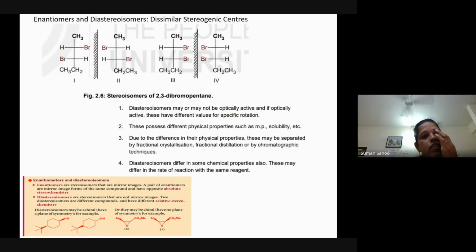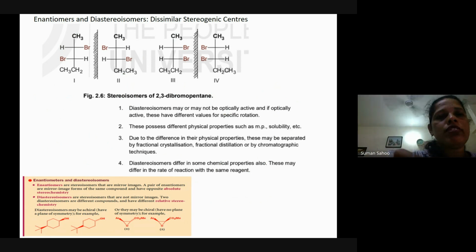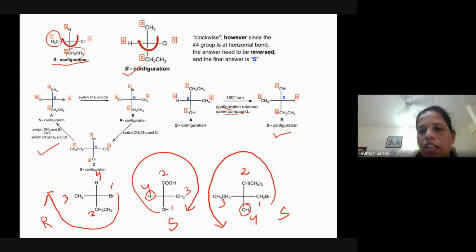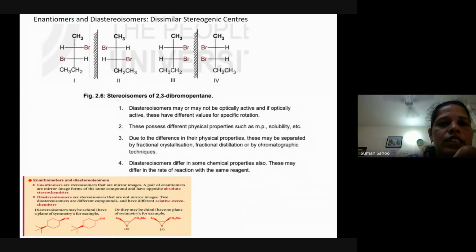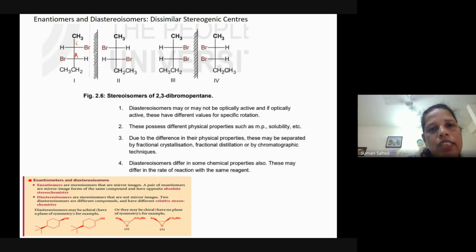So enantiomers are actually mirror images of each other. So what about two chiral centers? Up to now we have seen only one chiral center. When we have two chiral centers, as you can see, we have a chiral center here as well as here. This isomer, this one and this one, are mirror images of each other. And again we can also write it this way: this one and this one are mirror images of each other. But if you see 1 and 3, they are not mirror images, but still they are stereoisomers. So these two are enantiomers and these two are diastereomers.